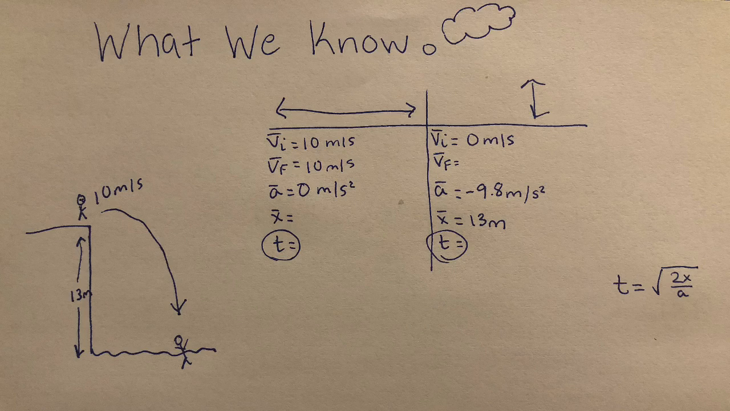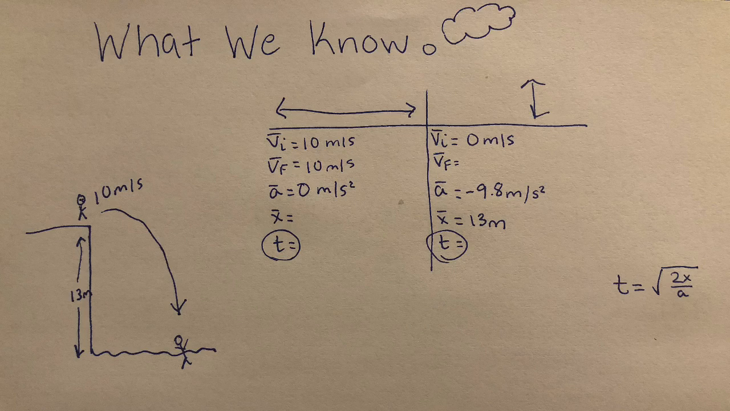For horizontal, we know that the initial velocity is 10 meters per second because that is given in the problem. This means that the final velocity is also 10 meters per second because it's horizontal and the velocity will remain the same. This also relates to the fact that the acceleration is 0 meters per second squared because it's horizontal. We don't know the displacement for horizontal or the time.